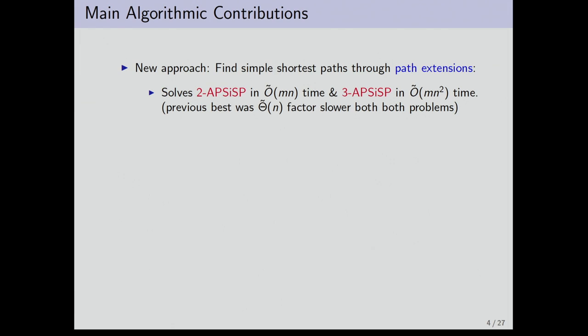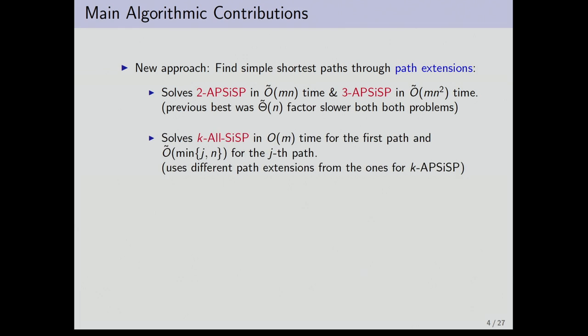And the same technique gives an improved algorithm for 3 AP-SISP, but it's a factor of n slower, but that's still better than what's the best known, which is basically running the SISP algorithm n squared times. So that's like O tilde mn cubed. Unfortunately, our current algorithm doesn't scale to larger k, and that's an interesting open question.